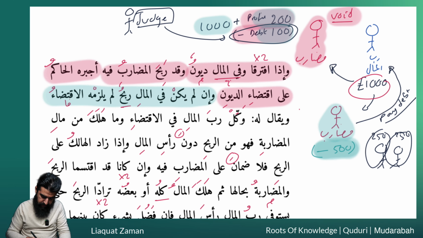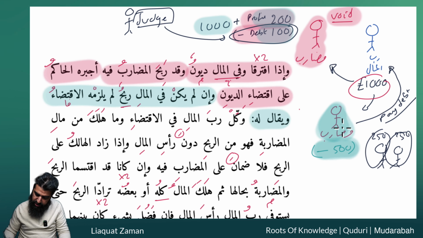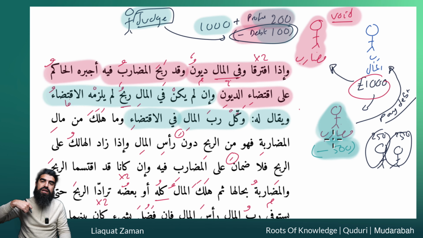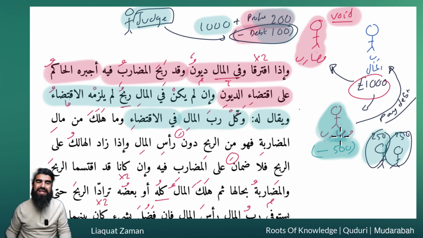Okay, so he says, وَيُقَالُ لَهُ, and it will be said to him, the judge will say to him, وَكِّلْ رَبَّ الْمَالِ, make the Rabbul Mal your wakil, fil iqtida, in paying off the debts that you incurred. The reason he has to make someone his wakil is because he was the one that contracted originally between these two, and he is the one that has to deal with it.